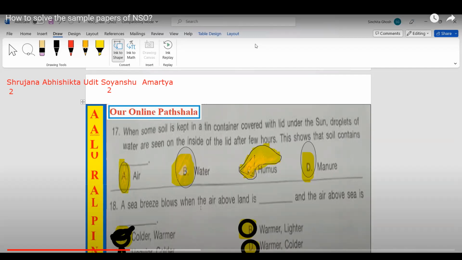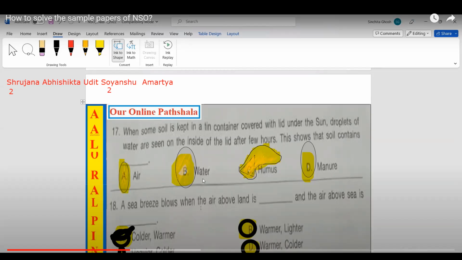Yes, very good. Because humus is made up of the decomposition of leaves and other plant material by the soil microorganisms. So they contain some amount of water in them. Whenever we cover it with a lid, the water will be there under the lid. But if you cover the soil in a tin and also keep water there, then you will not see any water under the lid, beta.